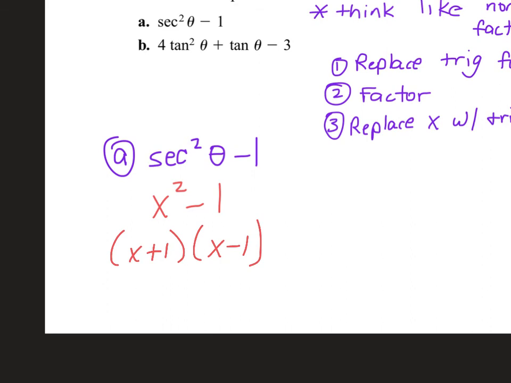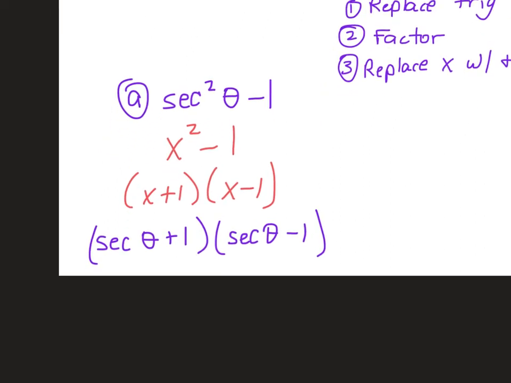So then the third step says to replace the x with the trig function. So I'm going to now rewrite this. Instead of x, I'm going to say secant of theta plus 1 and secant of theta minus 1. How come I didn't write secant squared? Because you factored it down. Correct. Because if I wrote secant squared and then secant squared, I'd have secant to the 4th. It's just a normal factoring problem like you guys have seen a million times. It just has trig functions.